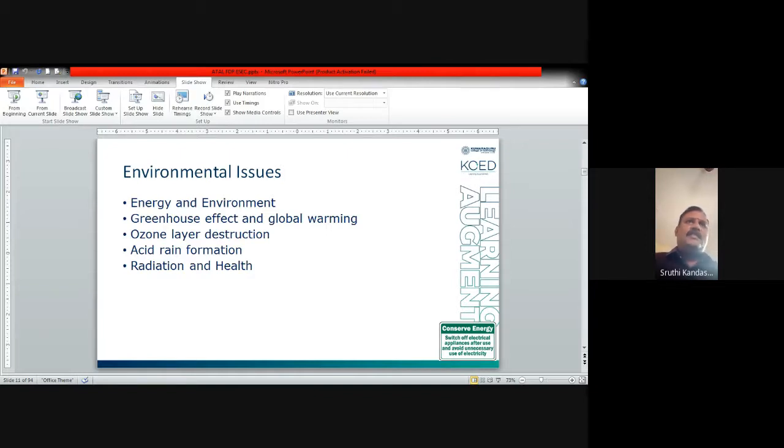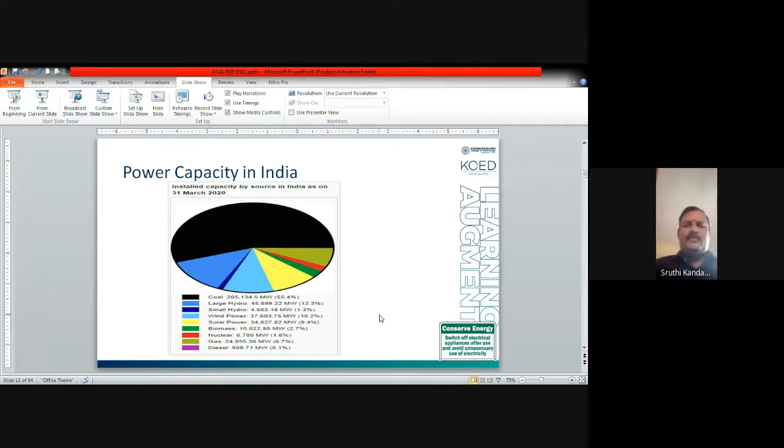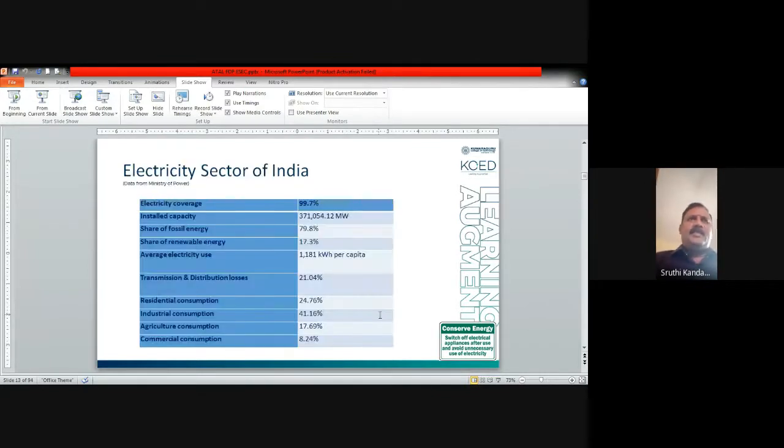So for the electricity sector of India, electricity coverage is 99.7 percentage. The installed capacity is 3,71,054 megawatt. Through fossil fuel it is around 80 percentage. The renewable energy is around 17.3. Average electrical utility is 1181 kilowatt hour per capita. The transmission and distribution losses are 21 percentage.